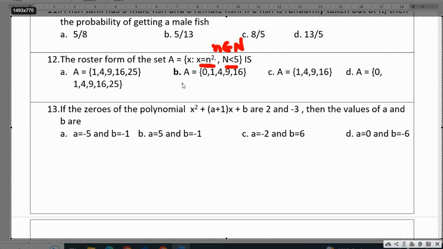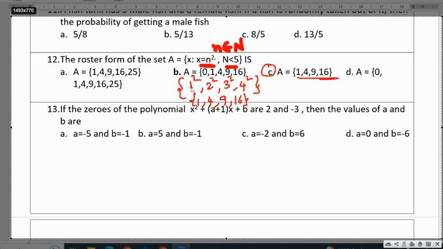If n belongs to the natural numbers, obviously it will be 1 square, 2 square, 3 square, 4 square. That's all. It is n is less than 5, so clearly we have to end up with 4. So 1 square is 1, 2 square is 4, 3 square is 9, 4 square is 16. So the correct option for this is C, 1, 4, 9, 16.